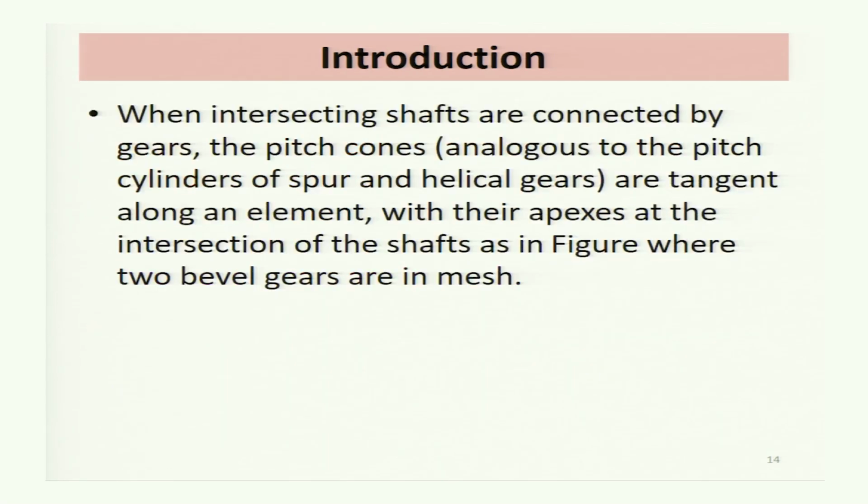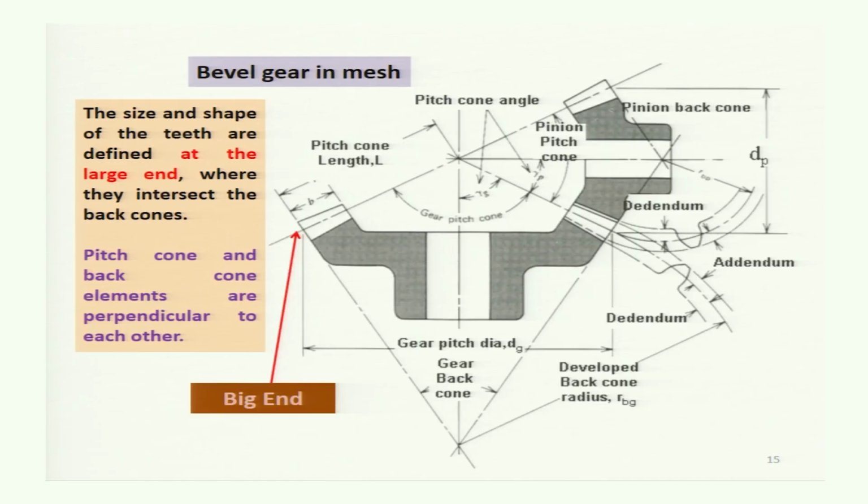When intersecting shafts are connected by gears, the pitch cones, analogous to the pitch cylinders of spur and helical gears, are tangent along an element, with their apexes at the intersection of the shafts, as in the figure, where two bevel gears are in mesh. See this figure, in which the pinion of the bevel gear is shown here and the gear is shown here, and they are sectioned, and so the gear tooth which is visible for the gear is shown here.